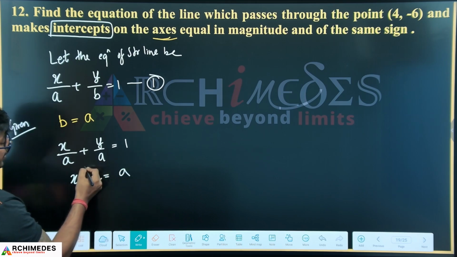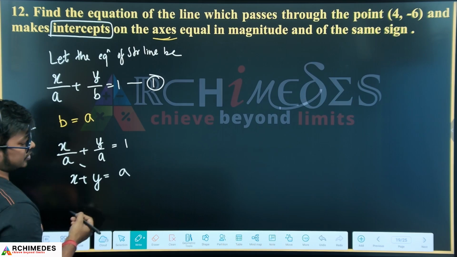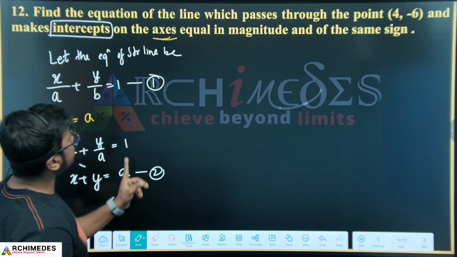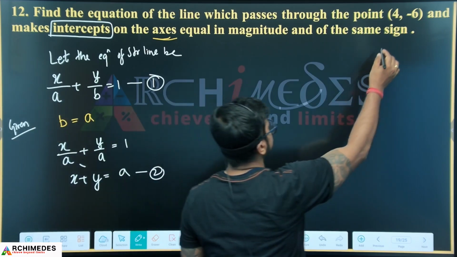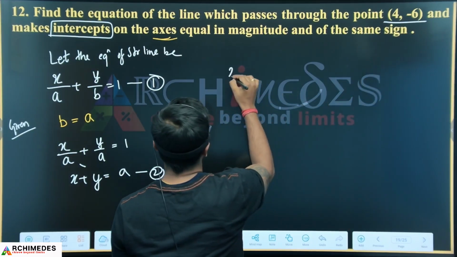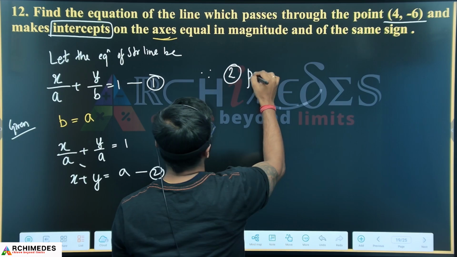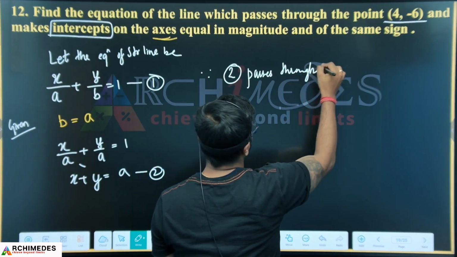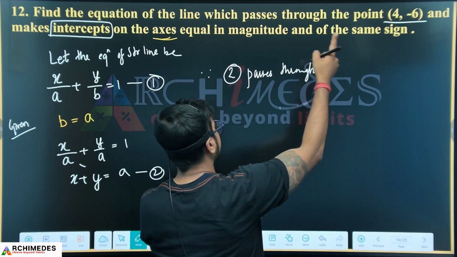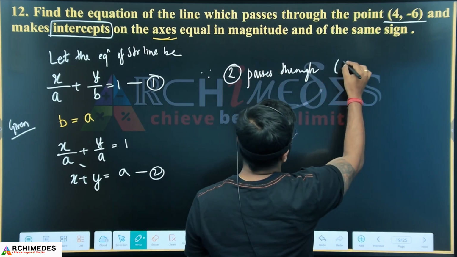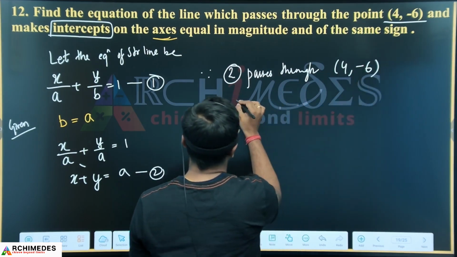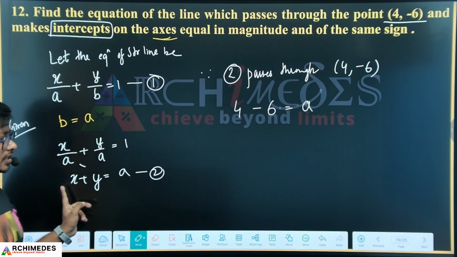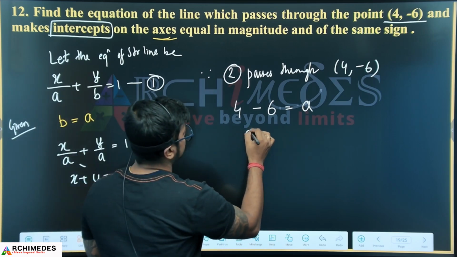Because if we take the LCM, a, x plus y is equal to a, cross multiply. So this is the equation. Now since they have given that this line passes through a point, passes through means it satisfies this equation. Whenever the words passes through come, for any point, you have to put those values in x and y, and it will satisfy the equation. So 4 comma minus 6: 4 minus 6 is equal to a. Am I clear? I'm putting this 4 and minus 6 in x and y. So the value of a is minus 2.